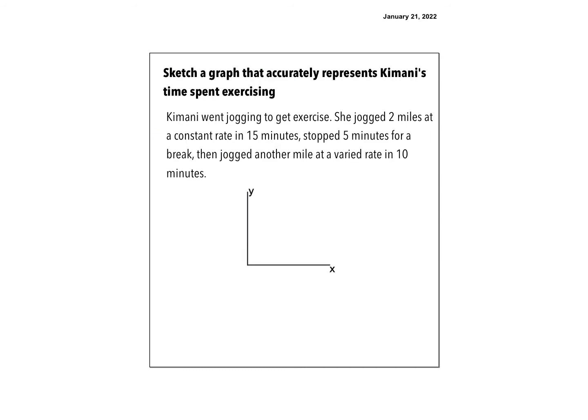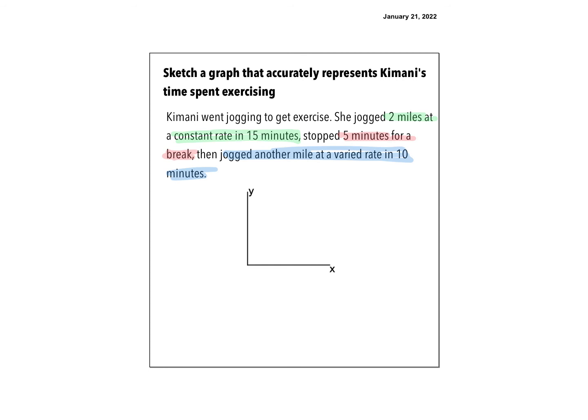All right, let's have you try to see if you can do a graph without my help. So pause the video and try this one. All right, so Kamani went jogging to get exercise. It says she jogged 2 miles at a constant rate in 15 minutes. Then it says she stopped 5 minutes for a break. Then she jogged another mile at a varied rate in 10 minutes. So this one actually has numbers that we are going to be labeling on our graph.